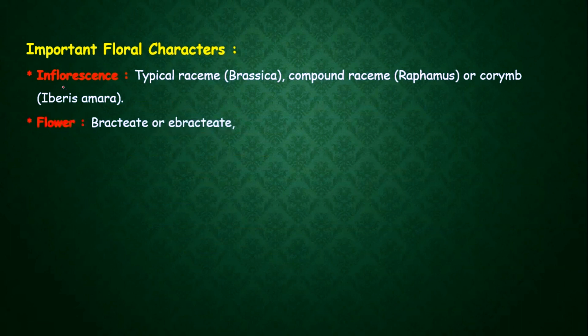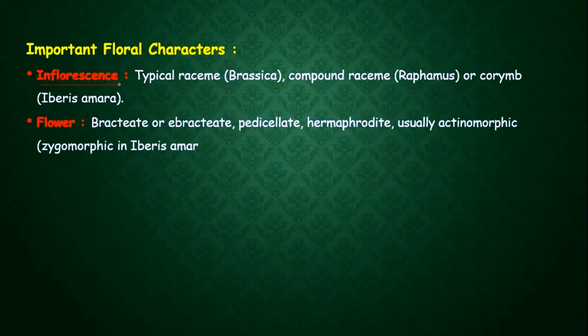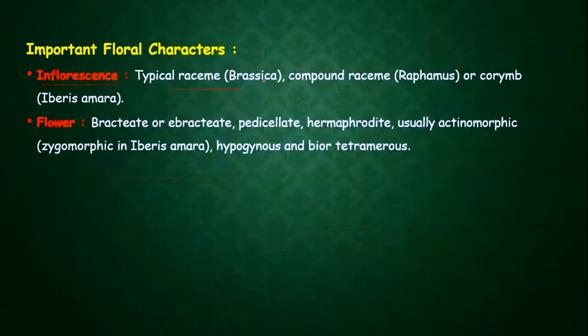Next, let us discuss the important floral characters one by one: inflorescence, flower, floral parts such as calyx, corolla, androecium, gynoecium. Already we have discussed, try to remember from the general characters, what kind of inflorescence is in this family? Racemose. Example, Brassica. Brassica is the botanical name of mustard. What do you know about the racemose type of inflorescence? The mode of arrangement of flowers in ascending order. Older flowers are seen at the bottom, younger flowers at the tip of the inflorescence axis.